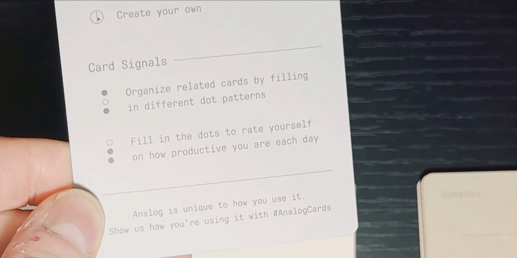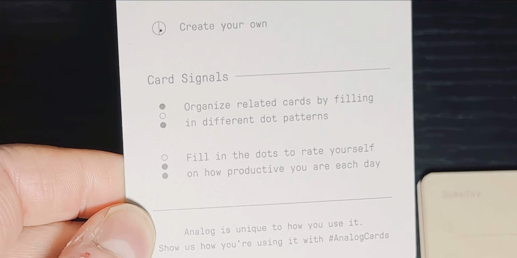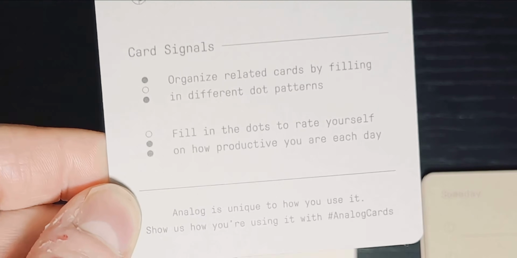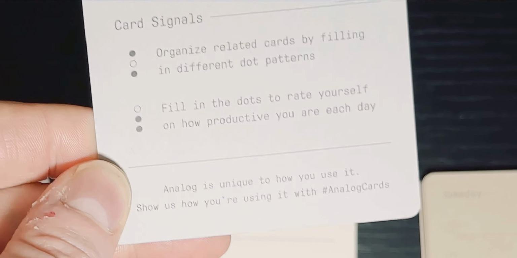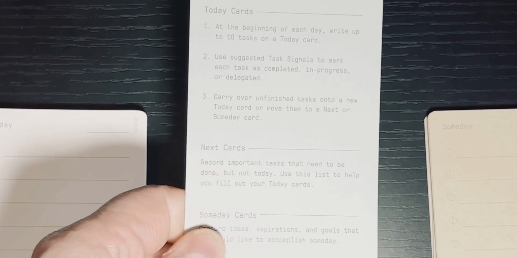And then the card signals. You can organize the related cards by filling in different dot patterns. You could fill in the dot to rate yourself. So there is some flexibility there. I'll show you how I use them. And then, of course, on the back, it actually walks through the cards.